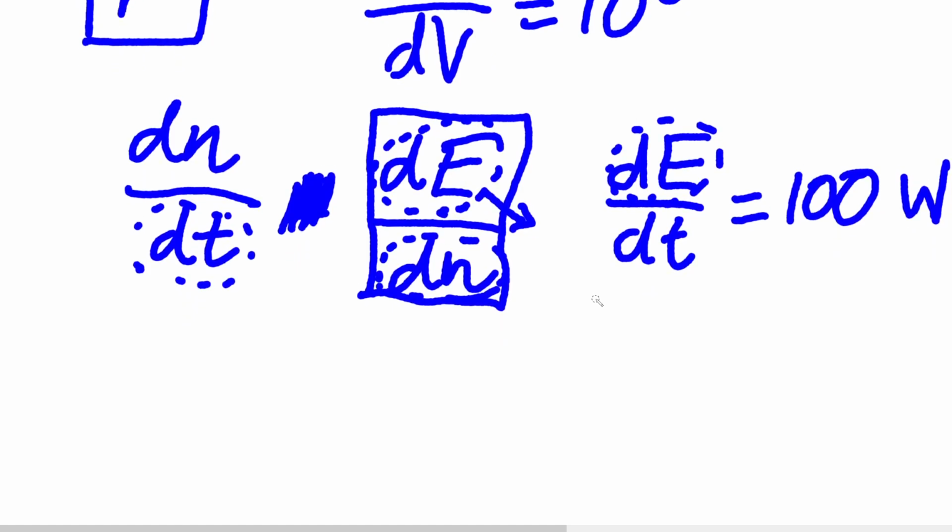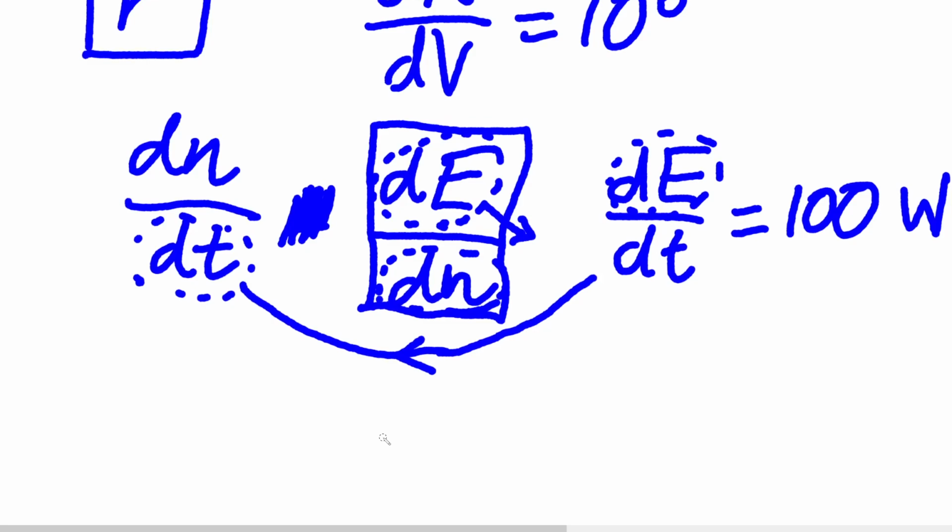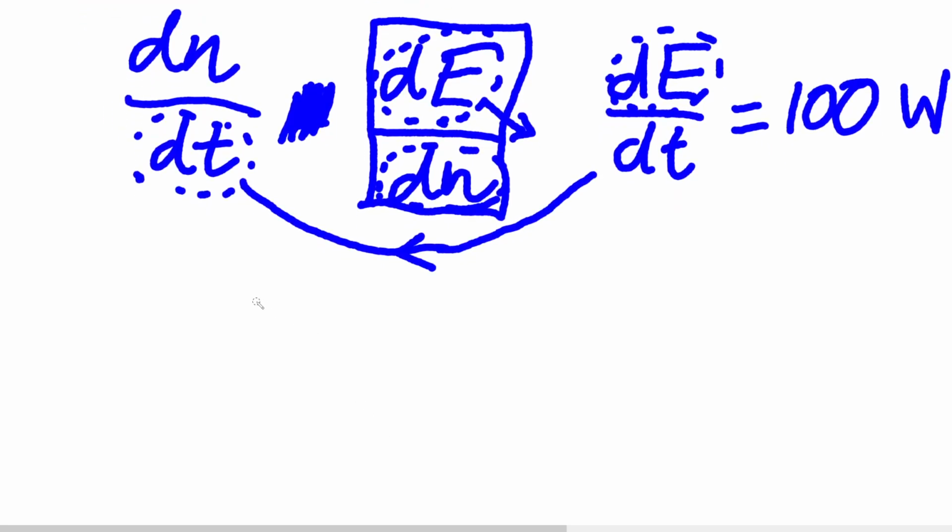So the first thing I want to consider is that to get dN by dt, the number of photons emitted per second, from dE by dt, the energy emanated from the lamp per second, we're going to want the number of photons per unit energy, dN by dE.